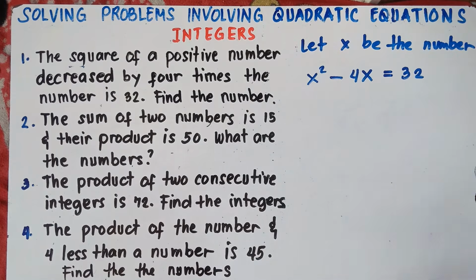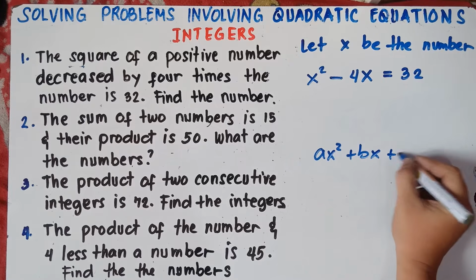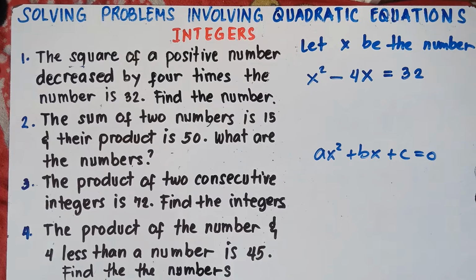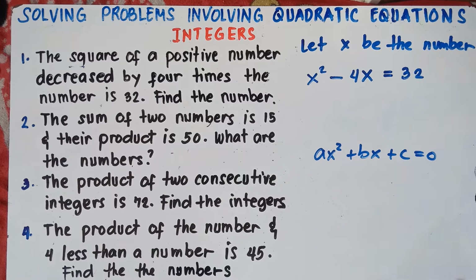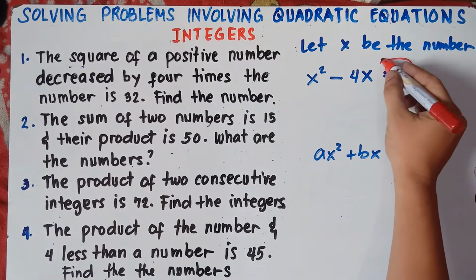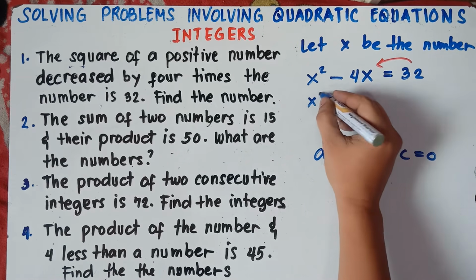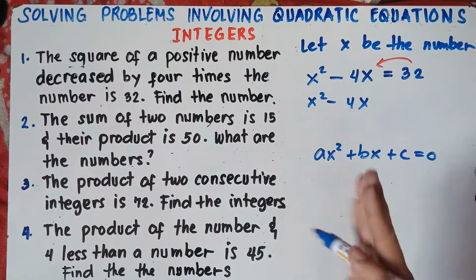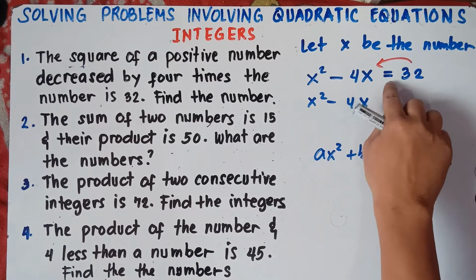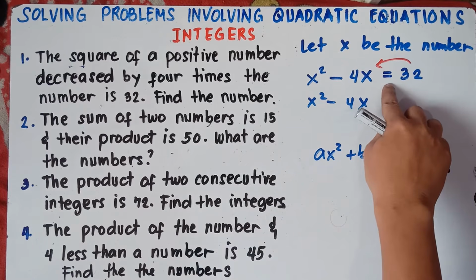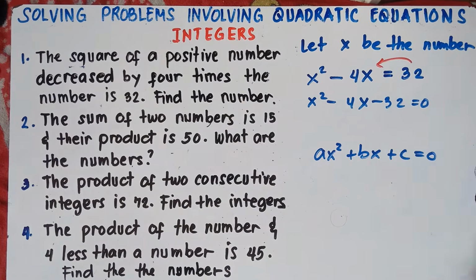Do you still remember, class, the standard form? That would be ax squared plus bx plus c equals 0. So the right side of this equals sign should be 0. We need to transpose this 32 from right to left, so this is positive, it will be negative. x squared minus 4x, do not forget about this one, class. Once you transfer a number from this equal sign, you always change the sign. This is positive, it will be negative 32 equals 0.